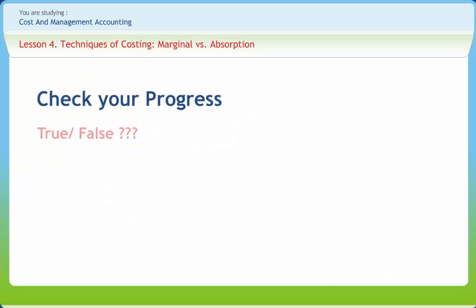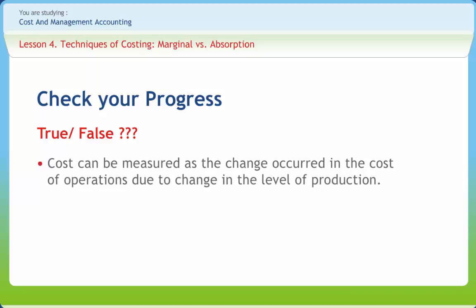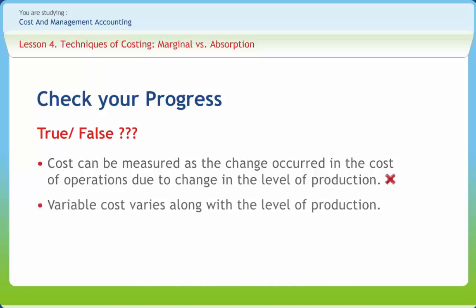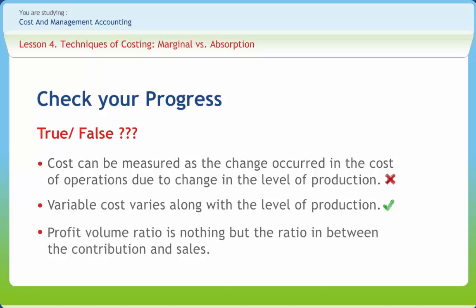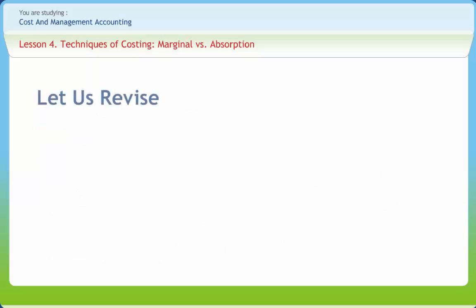Now let us check if we have understood the various concepts discussed in this lesson clearly. Marginal cost can be measured as the change occurred in the cost of operations due to change in the level of production. Right or wrong? Wrong. Variable cost varies along with the level of production. Right or wrong? Right. Profit volume ratio is nothing but the ratio between the contribution and sales. Right or wrong? Right.